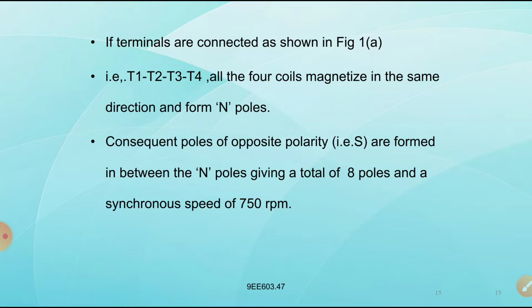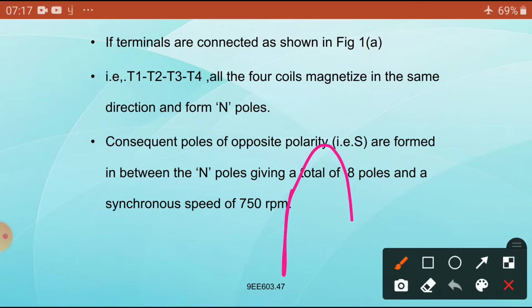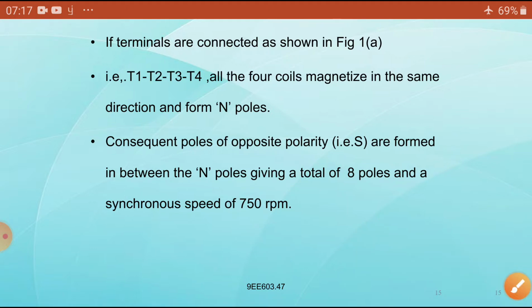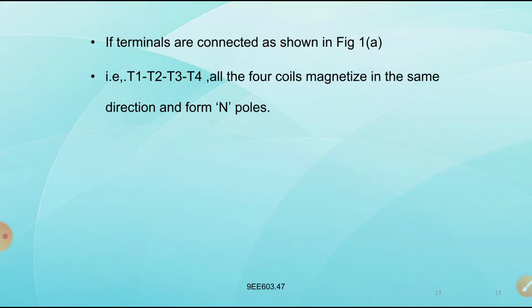Okay, the consequent poles. Wherever the winding is connected and the current direction is coming in, the north pole is formed, and in between it automatically becomes the south pole. That is the concept. Consequent poles of the opposite polarity, south, are formed in between the north poles, giving a total of 8 poles and a synchronous speed of 750 rpm, run by the synchronous magnetic field.